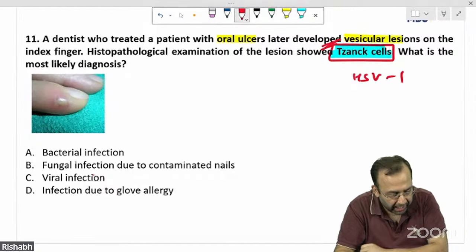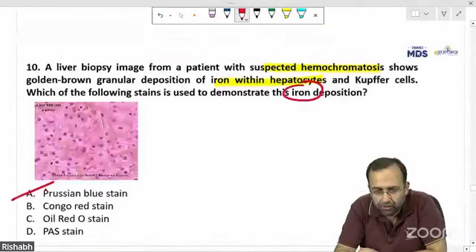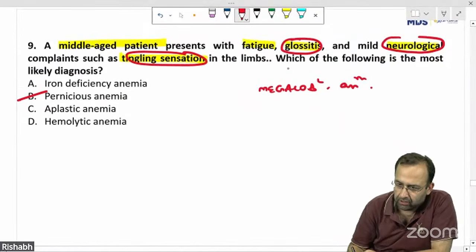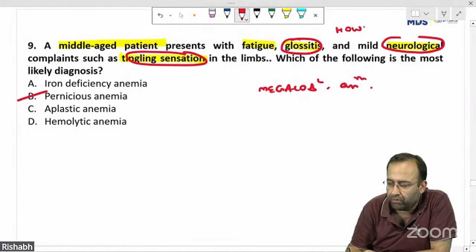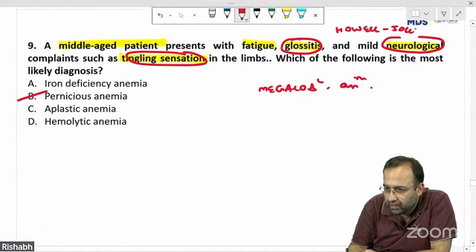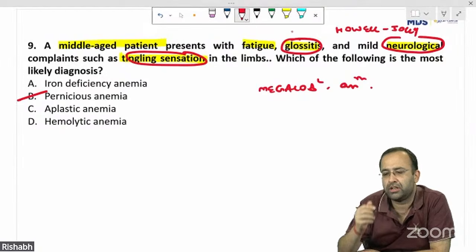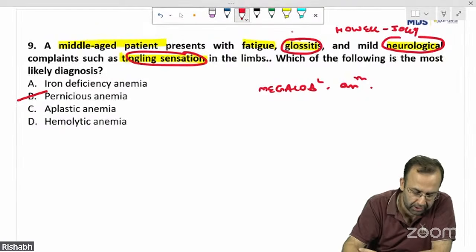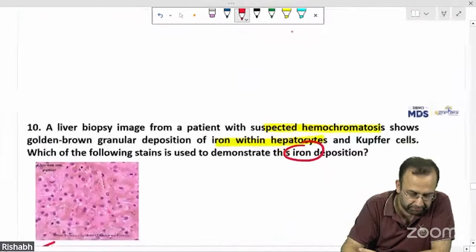अब अगर वो, I agree, अब देखो कहीं पे अगर हॉवल जॉली लिखा हुआ है, if I think you are talking about this case, it does not matter. ठीक है, I agree कि इसमें चलो हॉवल जॉली लिखा है या नहीं लिखा, does not matter because all the other pointers, glossitis, tingling sensation, and neurological complaints point you towards megaloblastic.